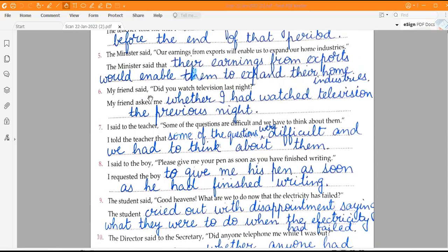Sixth one: my friend said, "Did you watch television last night?" My friend asked me whether I had watched television the previous night.